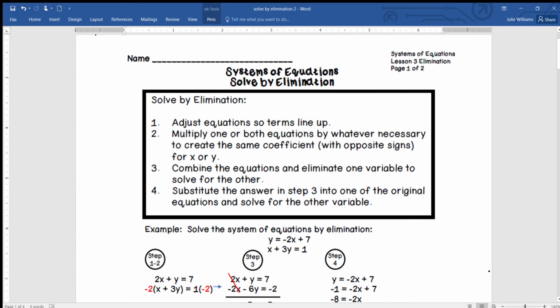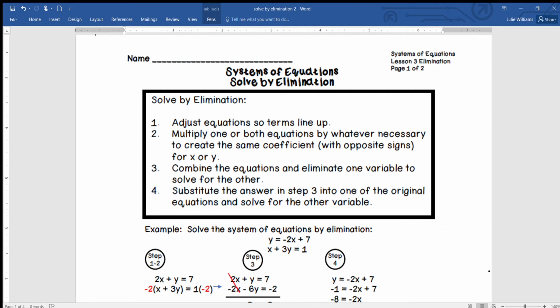So again, last week we did solving systems by graphing. The video I just did was solving systems by substitution, and this one is going to be solving by elimination. Okay, so I think this one was probably the most popular method for students once I taught all three.